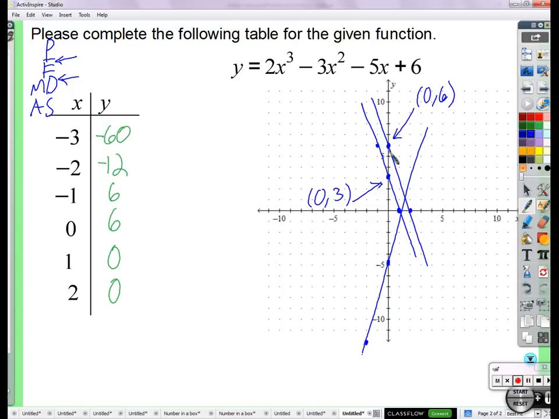You get 12 this time? What will you get if you plug in 0 for this function? Is it 9? 6. Will you get 9?